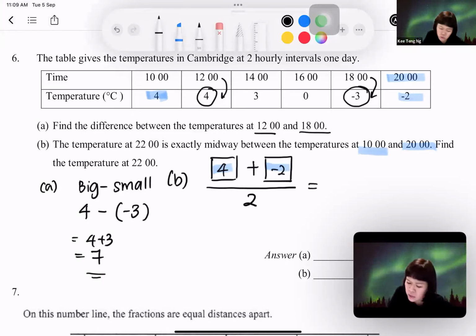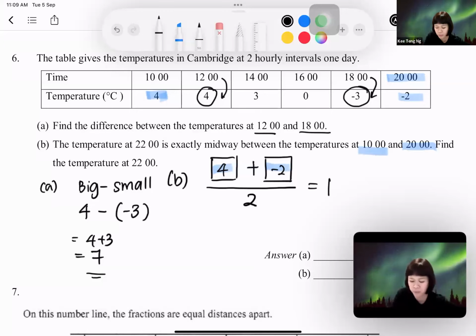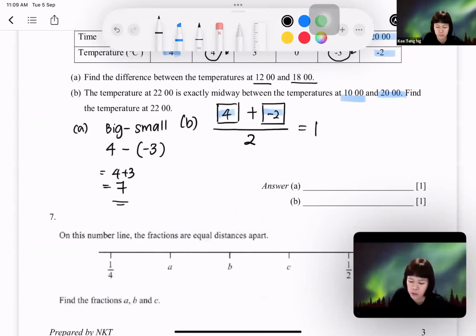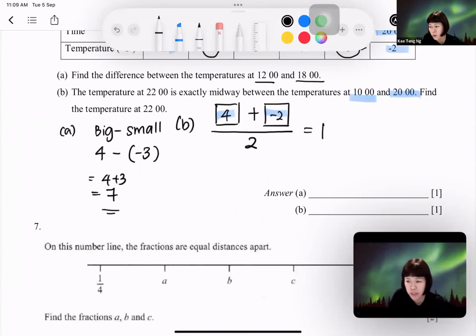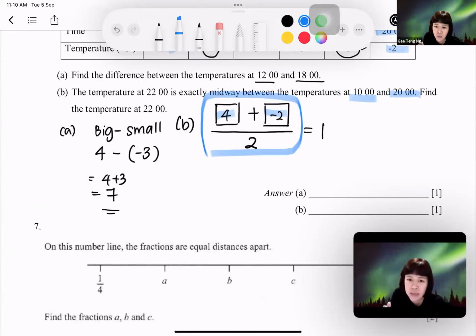Then I leave it to my calculator. 4 plus -2 divided by 2. Answer is 1. It's a temperature, so it's 1 degree Celsius. So this is the temperature given. Okay, any problem with this question? Please remember this portion, to find a number exactly midway, you take the two numbers, add together, divide by 2. Okay.